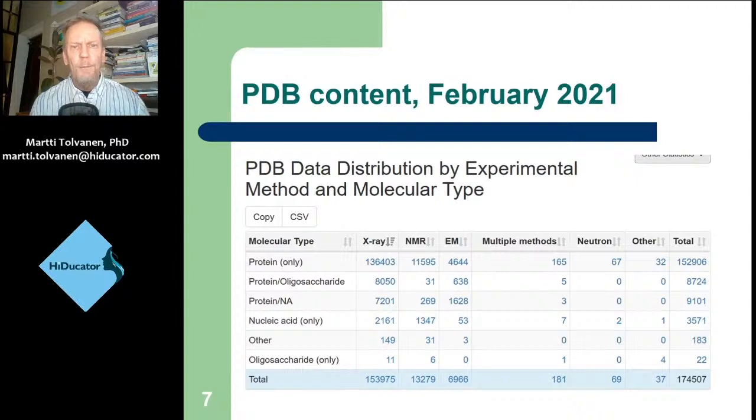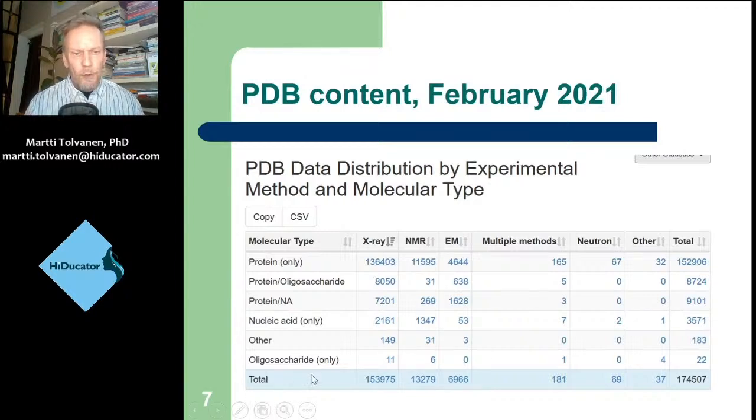Now, what do we have in PDB? This is a nice table in that it gives you information on both the experimental methods and the targets, what kinds of molecules. So if we look at the total numbers of molecular types, you can see that protein only is the most common kind. Then we have glycoproteins, so proteins with oligosaccharides, nucleic acid and protein complexes, and only a few percent of the content is something which doesn't have any protein in it.